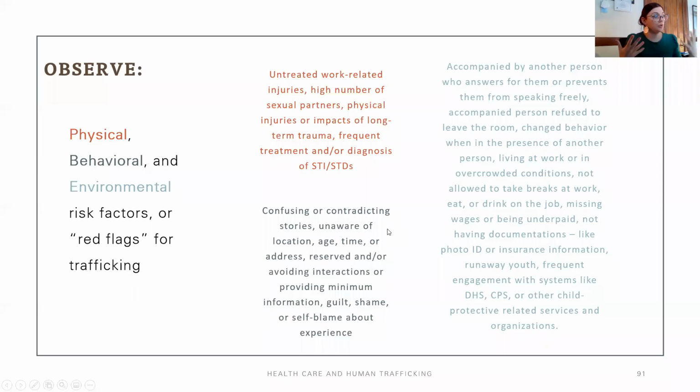And then part 2, so observe the physical, behavioral, and environmental risk factors or red flags for trafficking. So physical: untreated work-related injuries, a high number of sexual partners, physical injuries or impacts of long-term trauma, or frequent treatment and or diagnoses of STIs or STDs. Again, these are not specific risk factors or signs of somebody having been trafficked, but they are factors that could cause a red flag for something else going on that could potentially be trafficking.